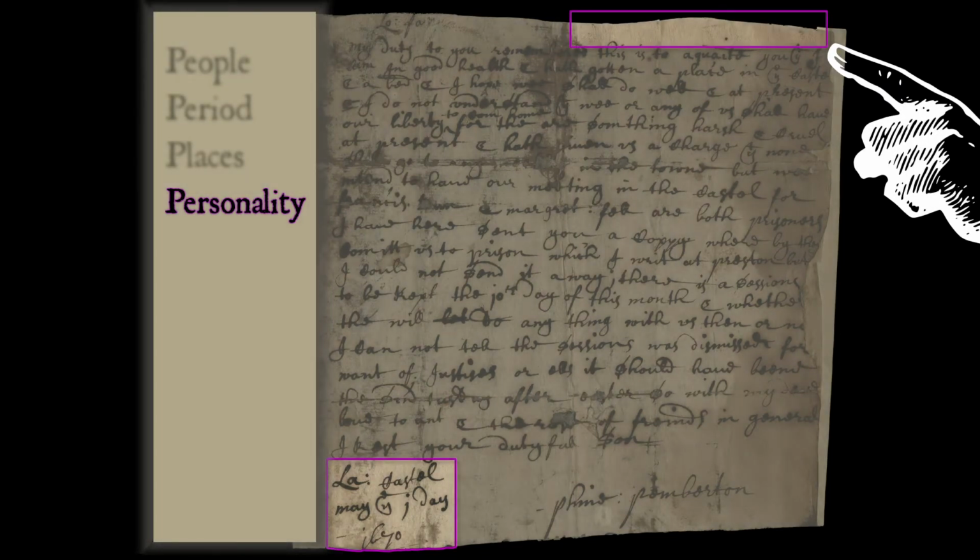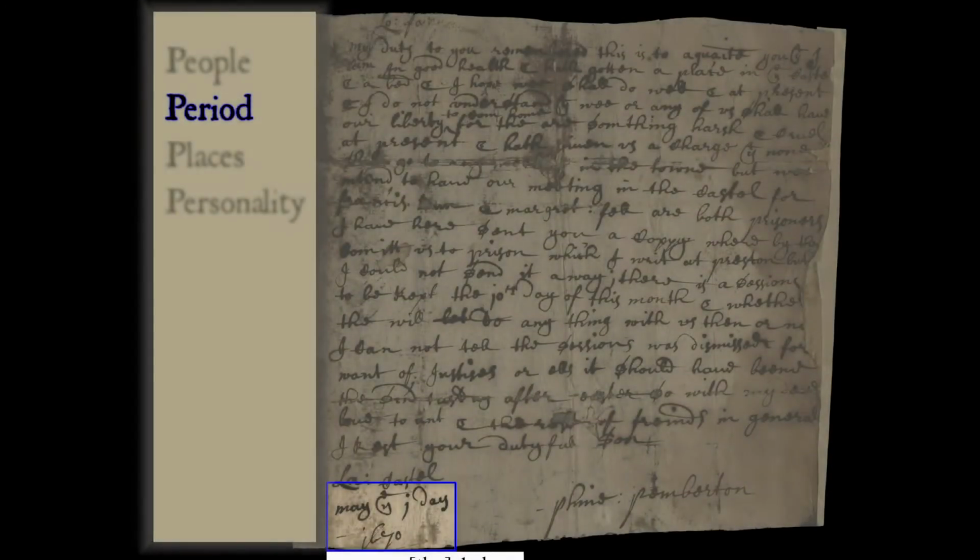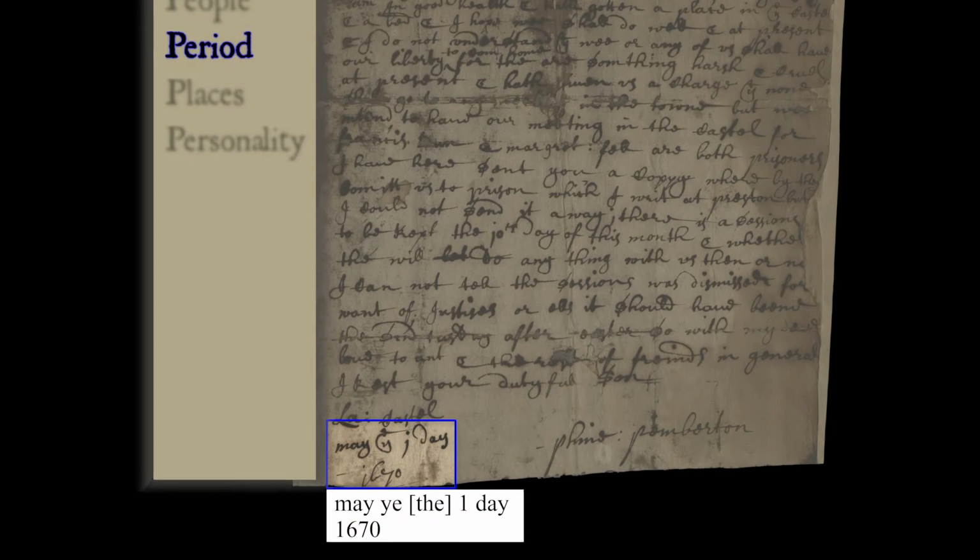Deviations and idiosyncrasies such as these are elements of the document's personality. These characteristics will be easier to identify and analyze as you gain context and experience. In this letter, the date resembles our modern way of recording dates, with the exception of this character, known as a thorn. We'll discuss the thorn further in other videos. You can also consult the transcription manual for more information about it. In this instance, the thorn functions as "the", so we can see our period is May the 1st day, 1670.